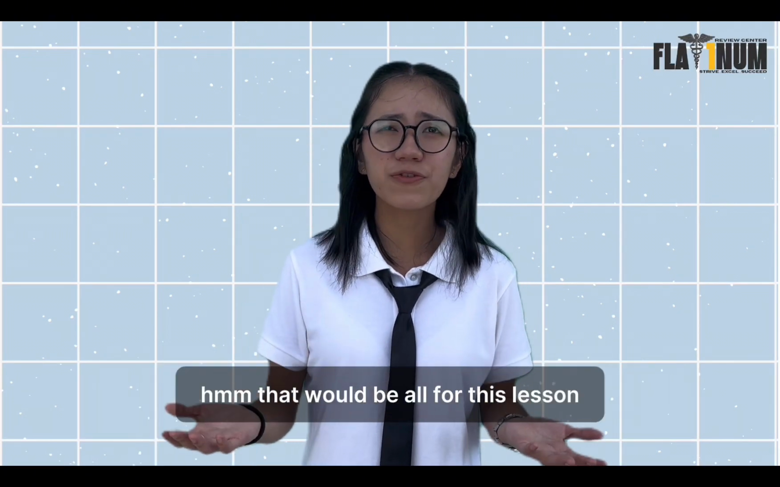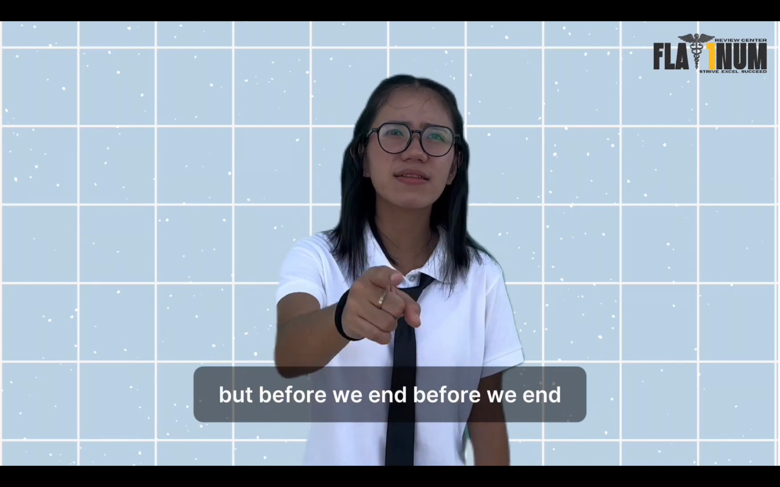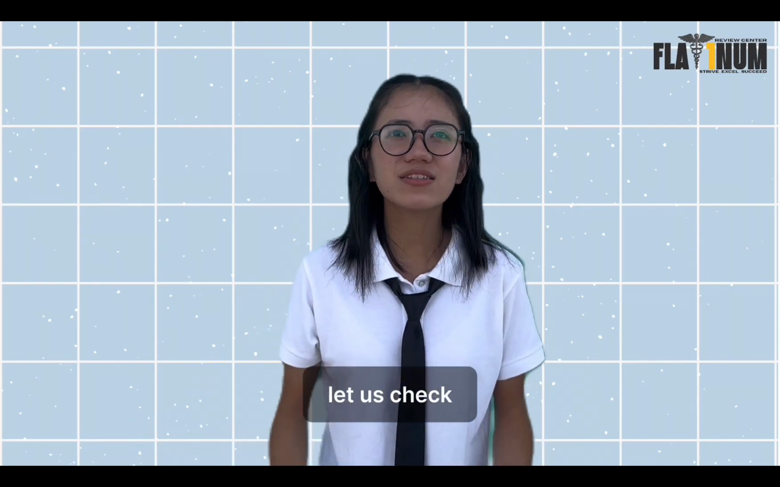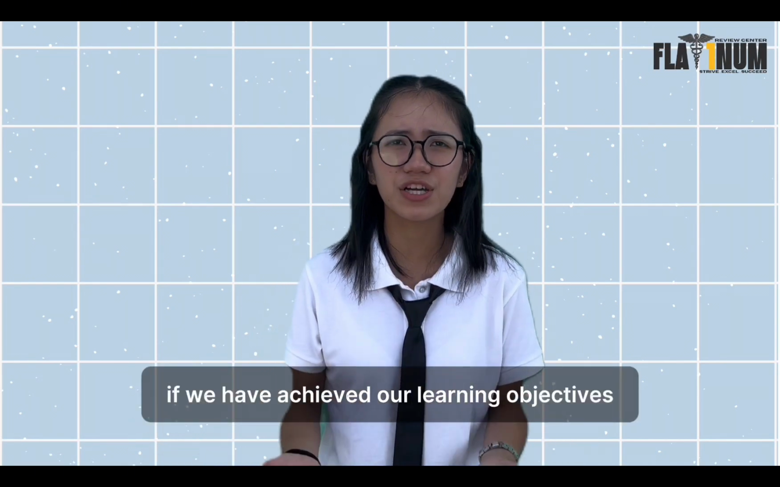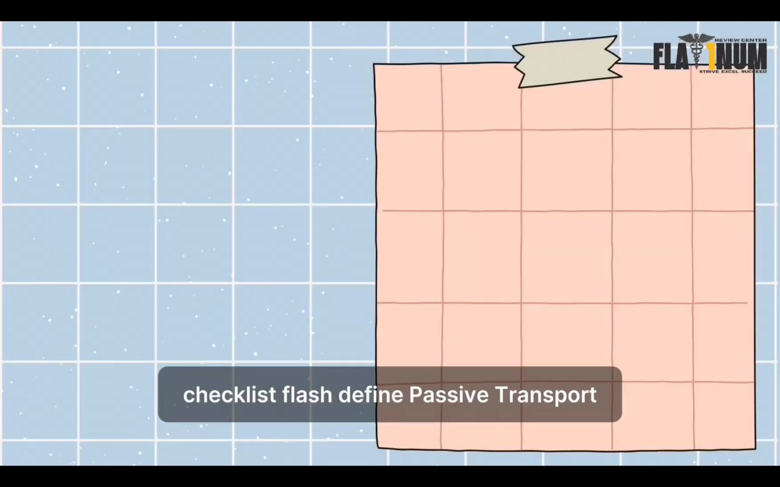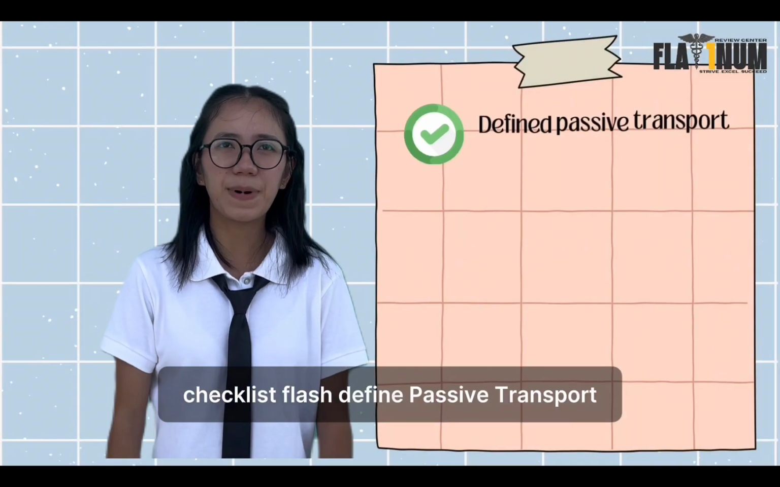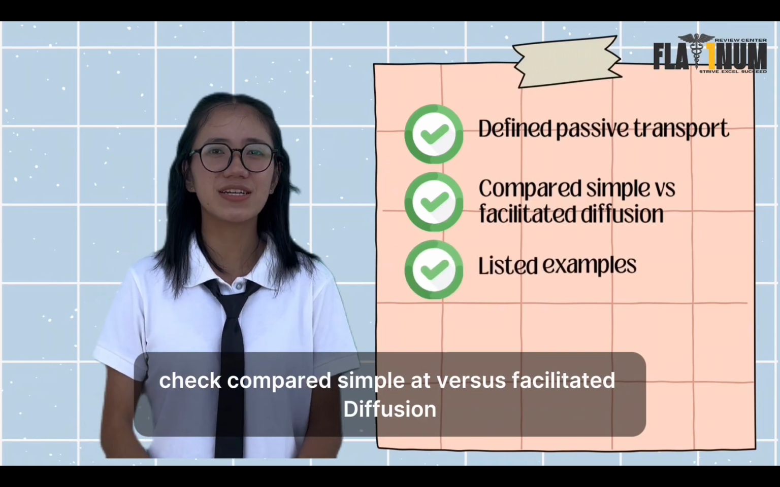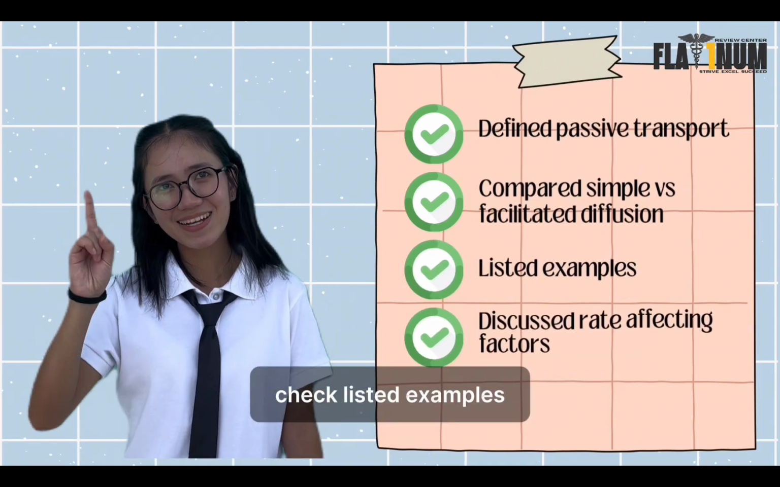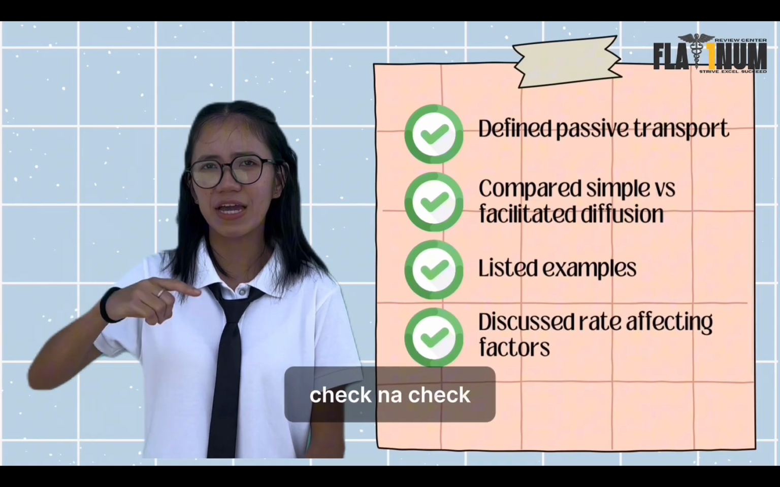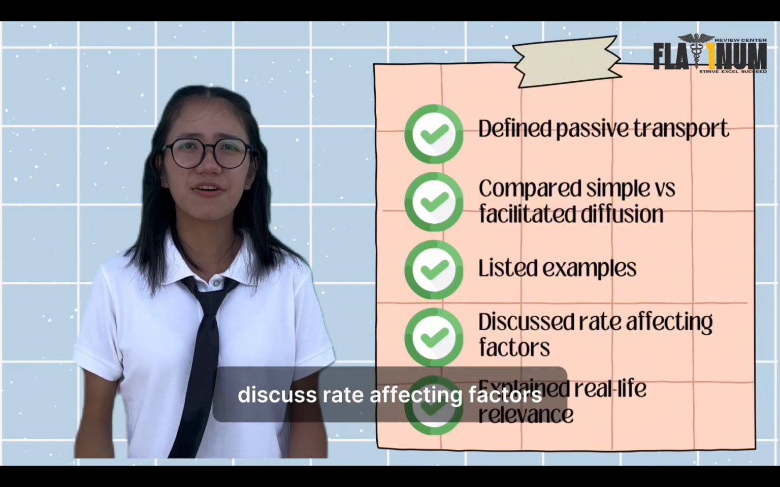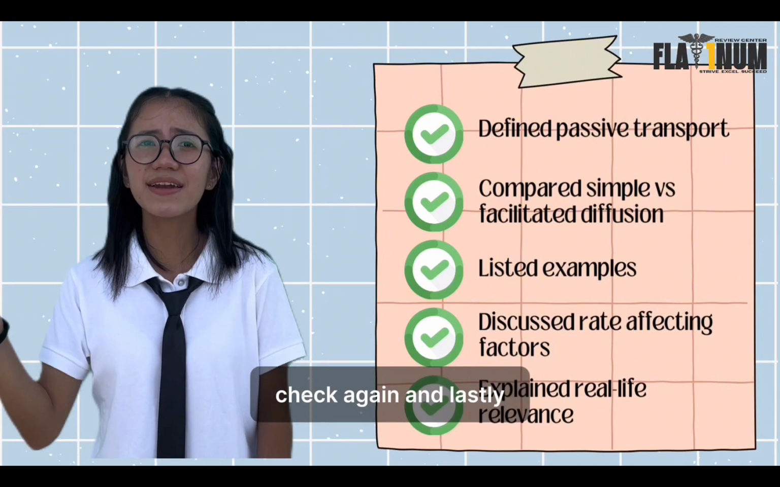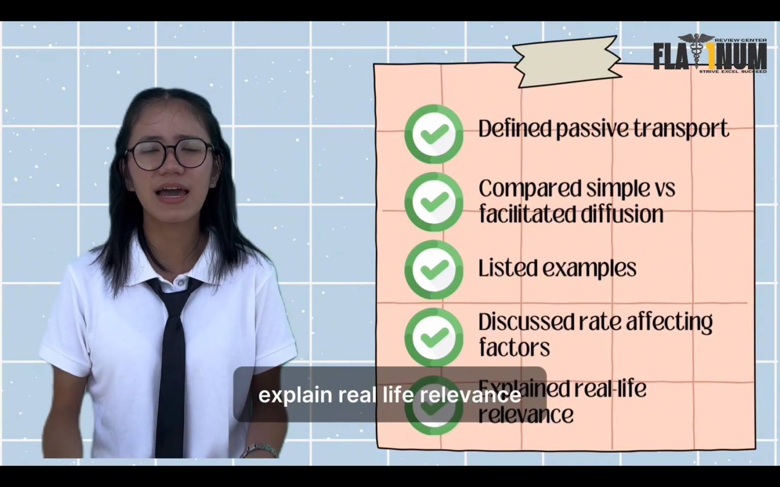That would be all for this lesson, but before we end, let us check if we have achieved our learning objectives. Checklist flash! Define passive transport? Check! Compared simple versus facilitated diffusion? Check! Listed examples? Check the check. Discussed rate affecting factors? Check again. And lastly, explain real life relevance?